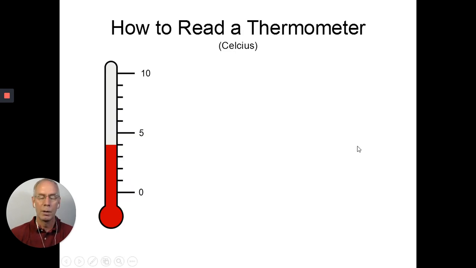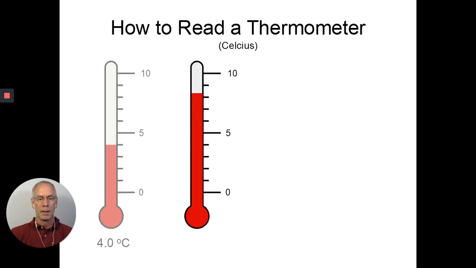I've got some very simple ones here. Let's see what we come up with. So notice that if this is 0, 1, 2, 3, 4, 5, these go by 1, so my instrument goes by 1, so my measurement needs to be to the tenth of a degree Celsius. So this looks like it's right on the line here at 4, so I might call that 4.0 degrees Celsius.